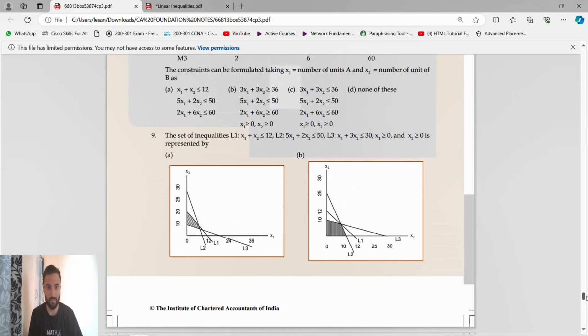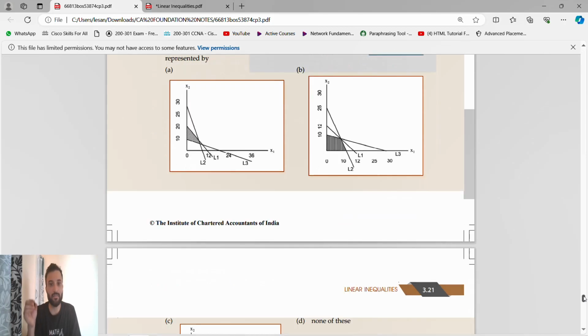Okay, now we'll do this. They are given an equation. We have to find which is the correct graph. So line 1 is lesser than, line 2 is lesser than, line 3 is lesser than. All are lesser than. Lesser than means what? All are lesser than means at the corner. So this is at the corner. So B is the answer.